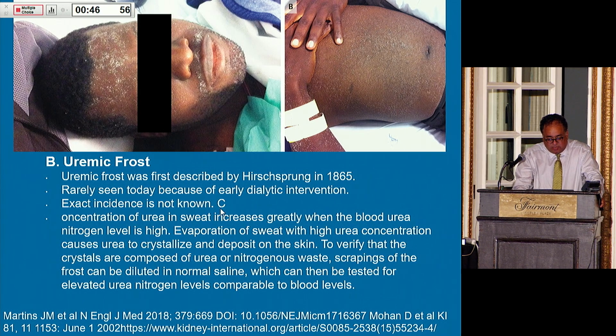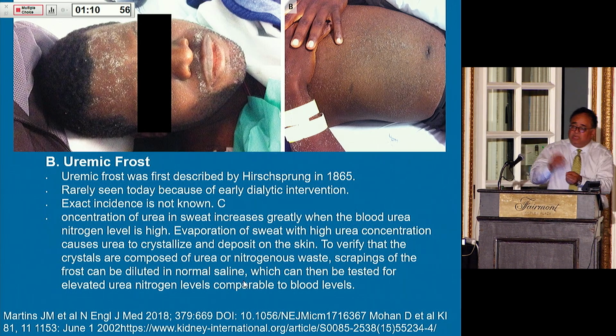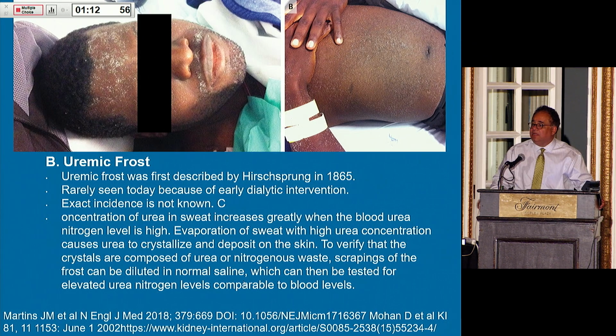Incidence is not known. The concentration of urea in the sweat increases greatly when the blood urea level is very high, and then evaporation of the sweat leaves a high urea concentration, and that causes the urea to crystallize. So this is crystallized urea on the patient's skin. And then your scrapings of the frost can be diluted in normal saline, and then you can put it into a test tube and send it to check the urea nitrogen in it.